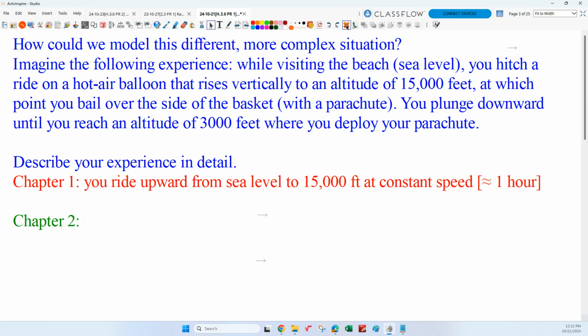Let's see, I'm going to claim that chapter 2's got to be a little shorter than that. Think about what would happen when you bailed over the side of the basket. What would you experience? You're going to feel it in your stomach. You're going to accelerate downward. Do you accelerate forever? What happens? You hit terminal velocity. How does that work? Force of gravity balances the air resistance.